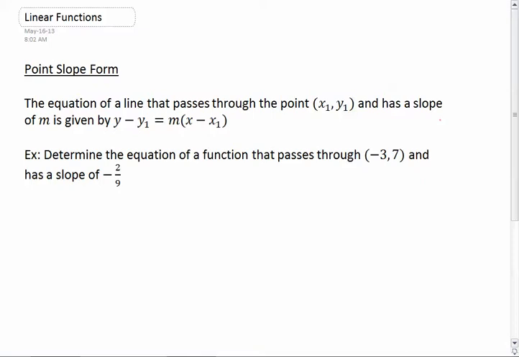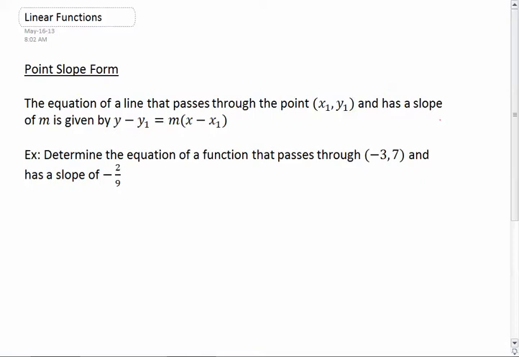So we've got our point-slope form here. Point-slope form is a really useful form of a linear equation. And let's quiet down here. The equation of a line that passes through the point x1, y1, so this is a given point, and has a given slope of m, is provided by the equation y minus our y1 value is equal to the value of the slope times x minus our x1 value, close brackets.